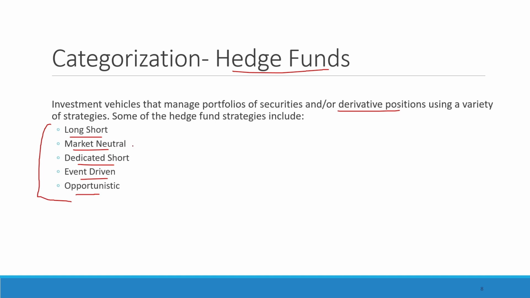Market neutral is they manage a portfolio in such a way that the market risk, that is beta, of that portfolio is zero. So they try to make money irrespective of the fact whether the market goes up or whether the market goes down.